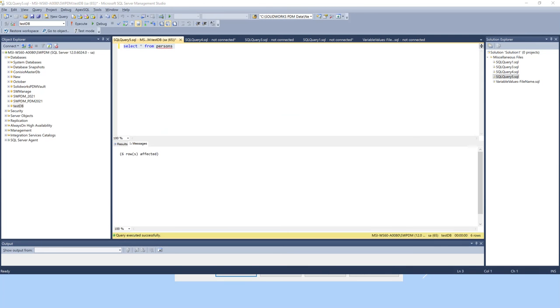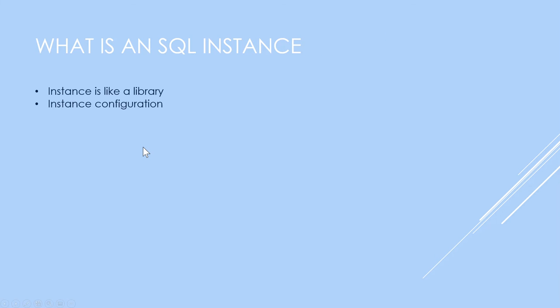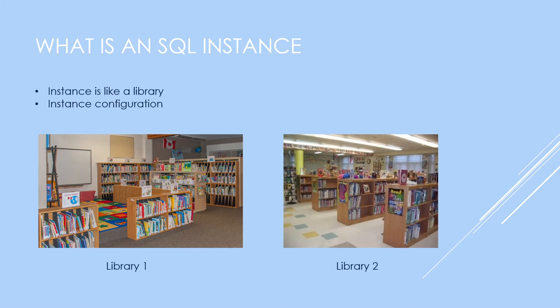Now let's understand what is the SQL instance. SQL instance is like a library. So imagine that you have library 1 and library 2. Library 1 is one instance and library 2 is another instance. In each of these libraries, you will have different sections. Now these sections are nothing but databases, and each database will have its own tables. So here I assume that the books are the tables, and in these tables you have records.